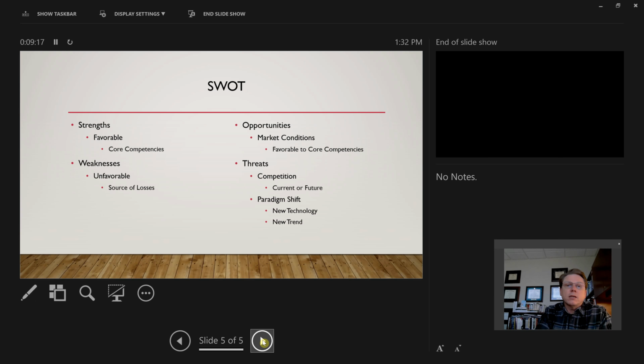SWOT analysis. SWOT, or S is the strengths. These are the favorable. This is your core competency. Core competency is what makes your company different than all the other companies. What makes your product, your brand different than anything else out there.